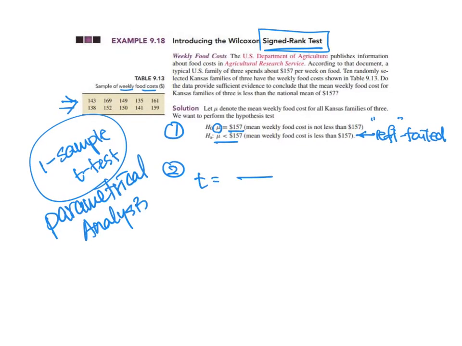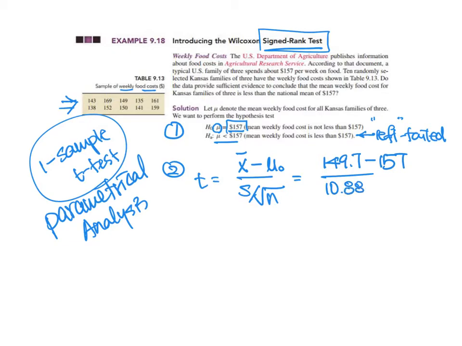Anyway, for the test statistic, the t-score, we need the sample mean minus the initial setting value, over the sample standard deviation divided by the square root of the sample size. The sample mean is 149.7, the initial setting value is 157, and the sample standard deviation is 10.88. The test statistic is negative 2.1218.